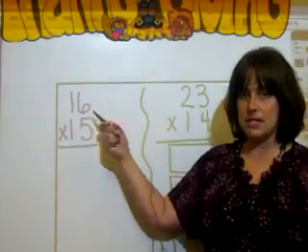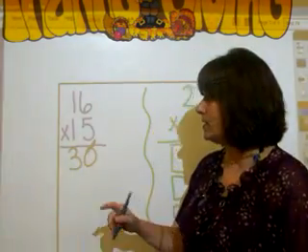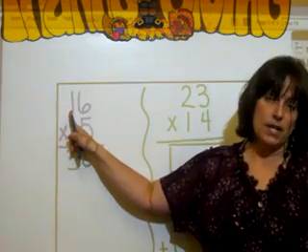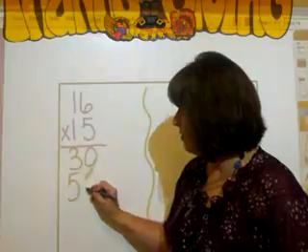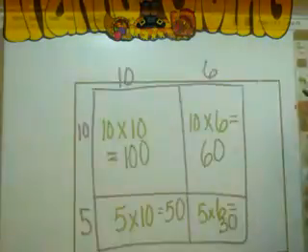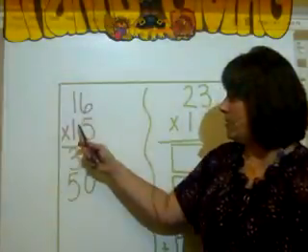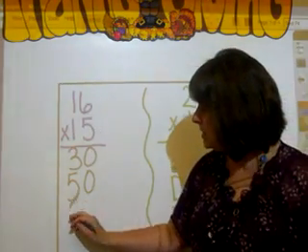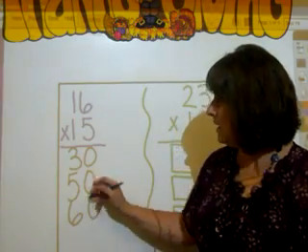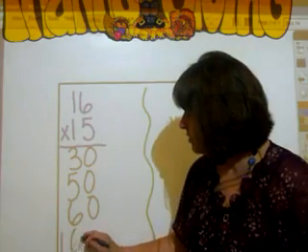5 times 6 is the same as 30, so I'm going to write that in my product. 5 times the 1 in the tens place is 50, so write that as well. And these should be the same numbers that we had from the previous flip chart. Now I'm taking 10 times 6, which is the same as 60, and 10 times 10. We know 10 times 10 is the same as 100.